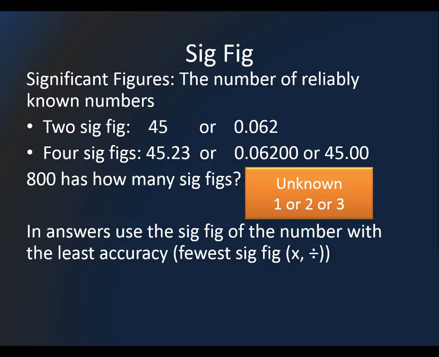We'll talk more about that when we talk about scientific notation. That's why we use scientific notation, in order to clarify exactly how many significant figures we have.